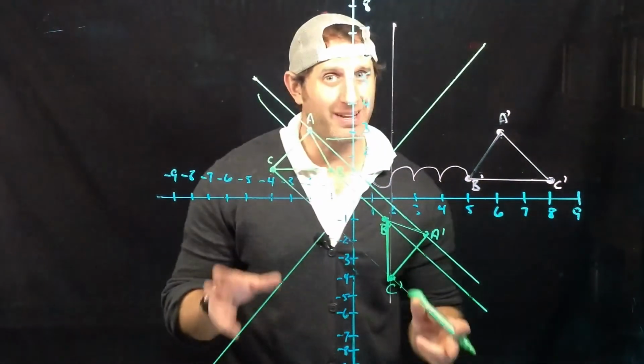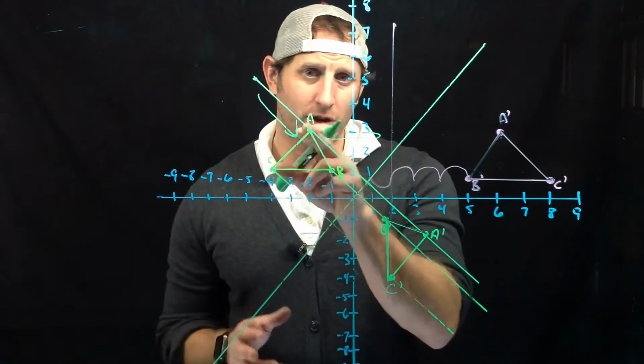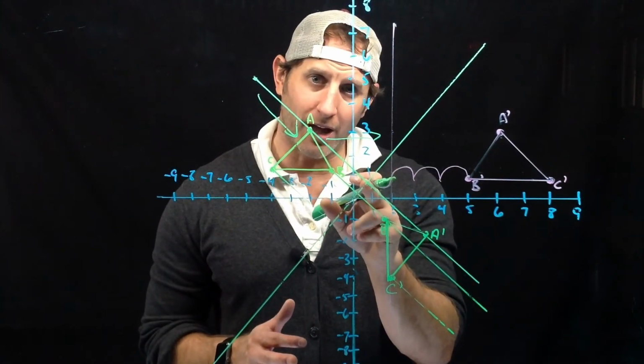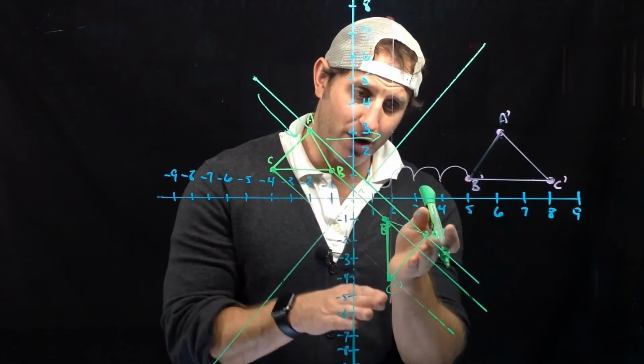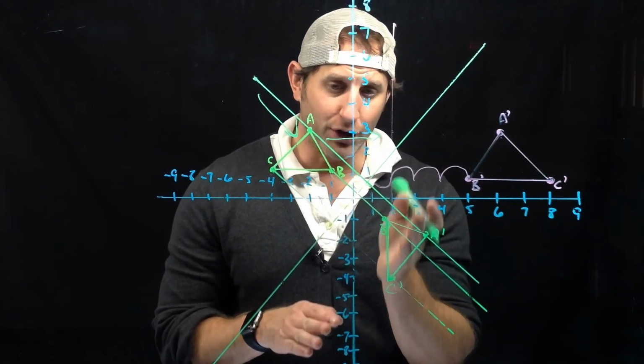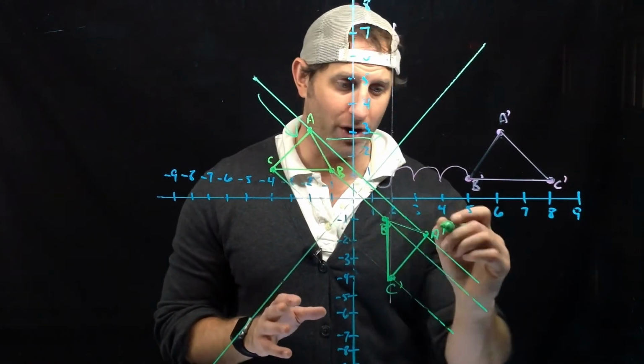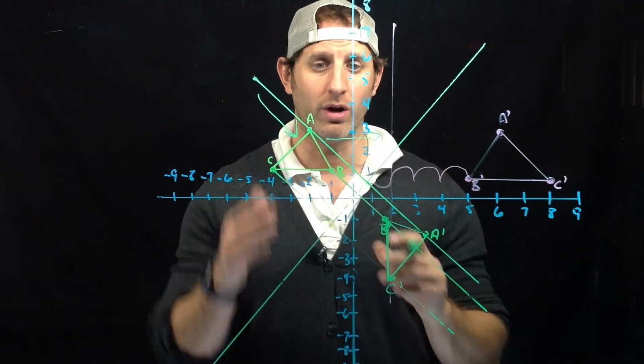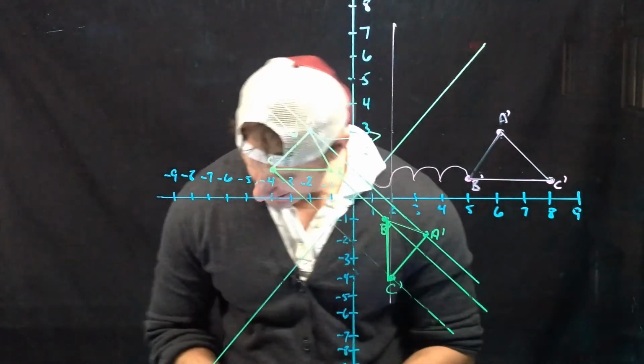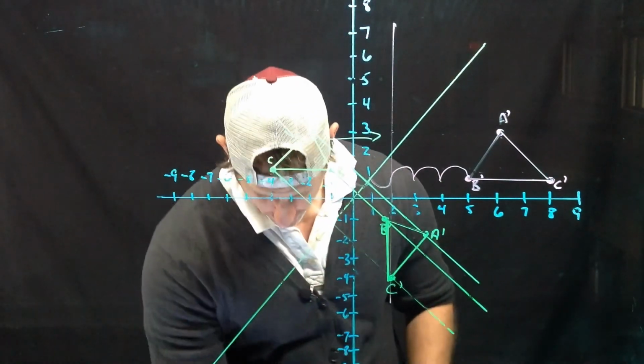The concept is the same. You're still trying to get the distance to the middle line, and then from the middle line, measure away to where the new space is going to be, or where your new vertex is going to reflect to. So this has been a quick video on how to do reflections.